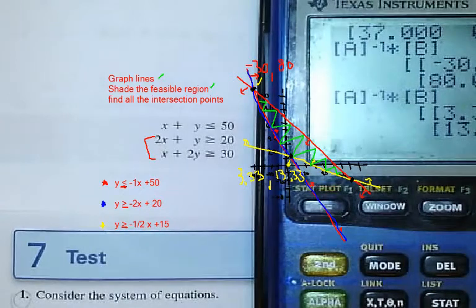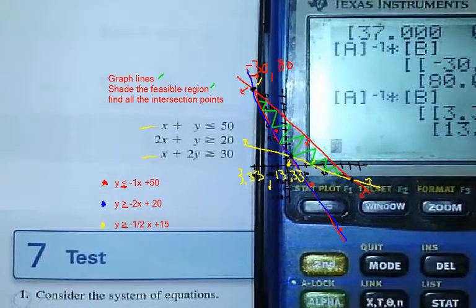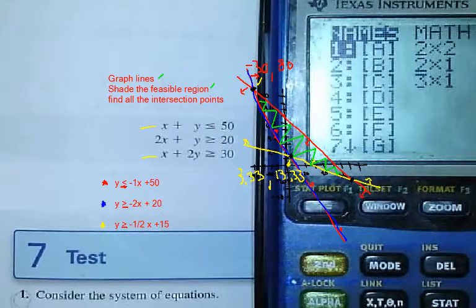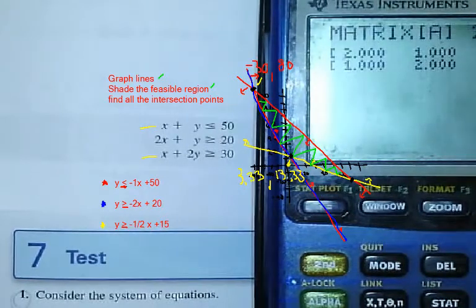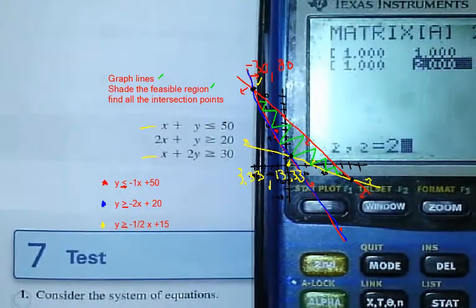What is that? Well, it's not those two. So we already did the top two and the bottom two. What we need to do is the top one and the bottom one. We haven't done those two yet. So we have to mix these two together. So it's going to be 1, 1, 1, 2. So we go back to our matrix, edit, matrix 1, and we've got 1, 1, 1, 2.